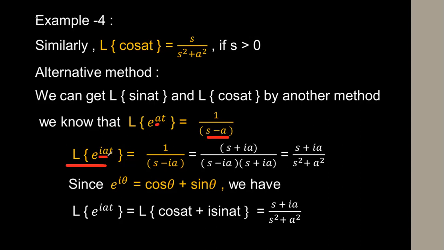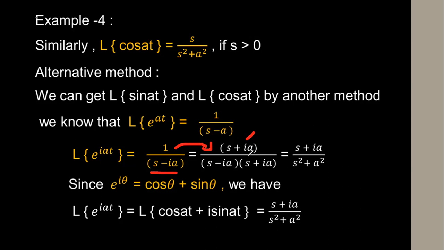Here the t coefficient is ia. That's why you get s minus ia. Okay, right. So now what we have to do? For this term, multiply and divide both numerator and denominator by s plus a. Okay. So in the denominator you will have only s minus a.